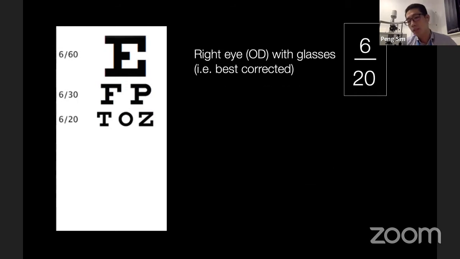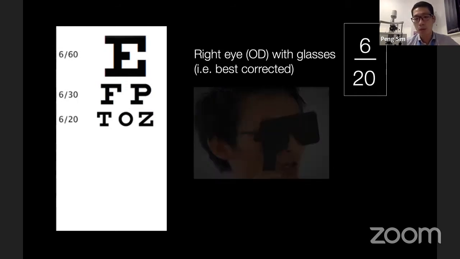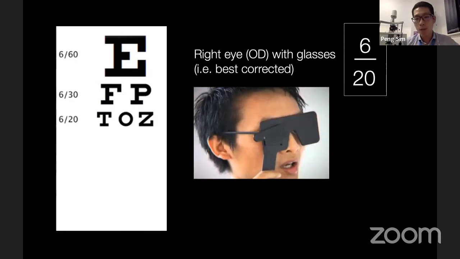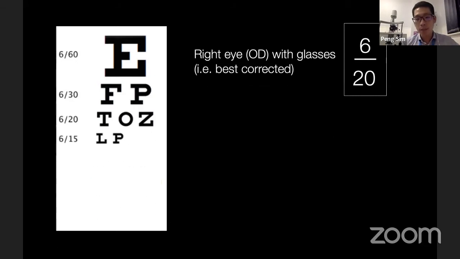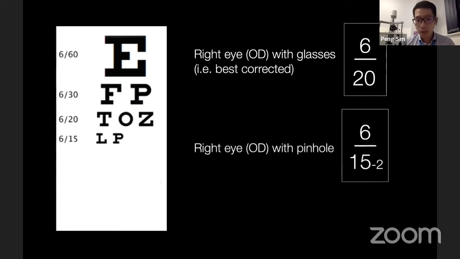Again, because it's not achieving 6/6, you will repeat this with pinhole. Here, pinhole over the right eye, and then repeat the visual acuity again. In this case, with the pinhole, he gets an extra 2 letters. So then you would record this as right eye, OD with pinhole, 6/15 minus 2. The reason we put minus 2 there is because on that 6/15 line, he's not able to read 2 of the letters there. So you would write it as 6/15 minus 2.